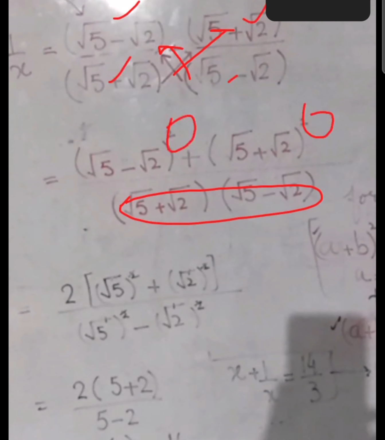Then we have used the formula: a plus b whole square plus a minus b whole square is equal to 2 times (a square plus b square). This formula we have used in this exercise.